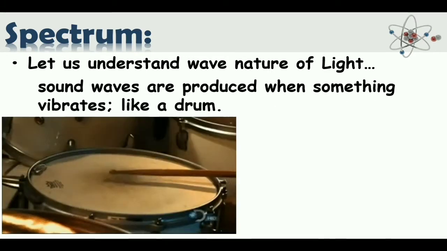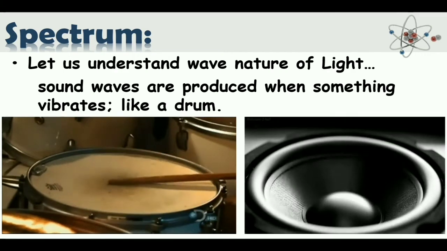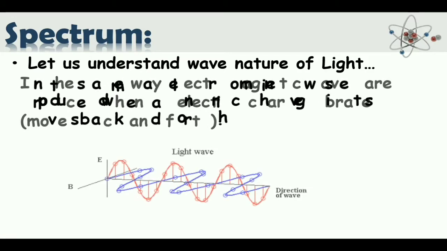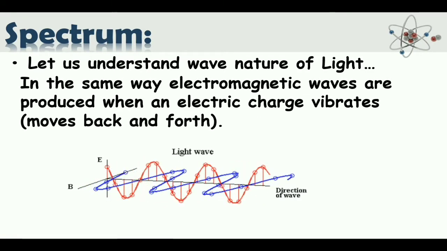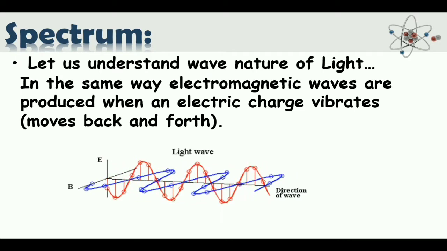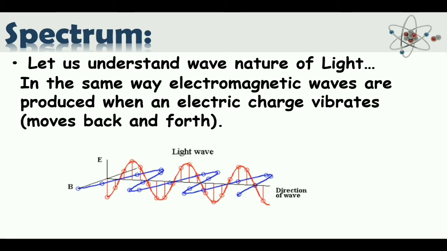Sound waves are also produced when something vibrates, like a drum or a speaker. In the same way, electromagnetic waves are also produced and travel when an electric charge vibrates, whether it is moved back and forth or up and down.